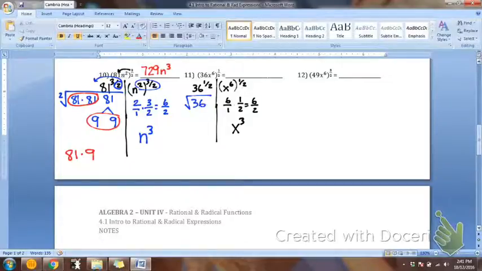Now, let's use our brains. What is the square root of 36? 6, right? We don't really have to break this down, we know. So I'm going to combine the 6 and the x cubed to make 6x cubed as my answer.